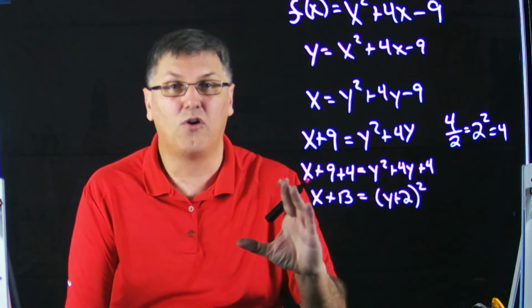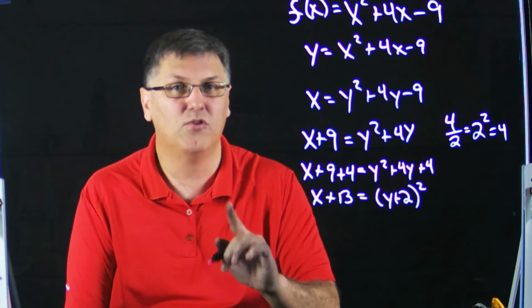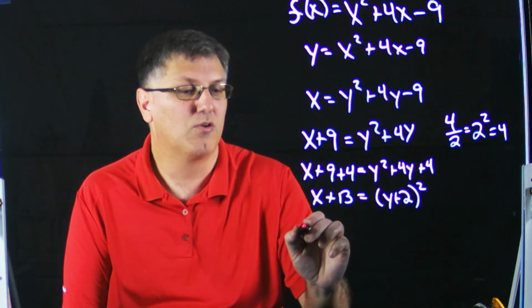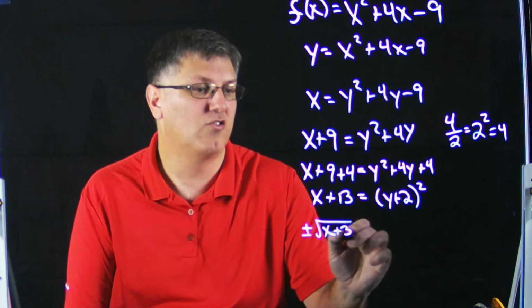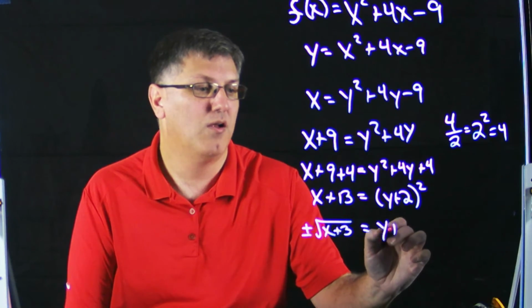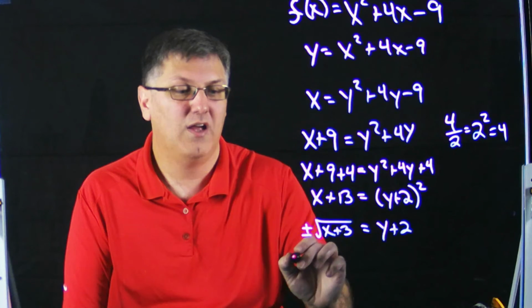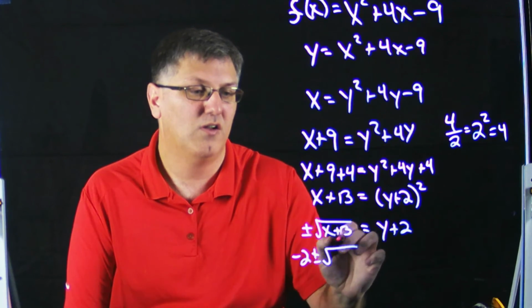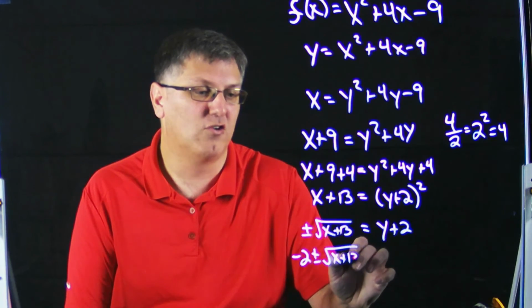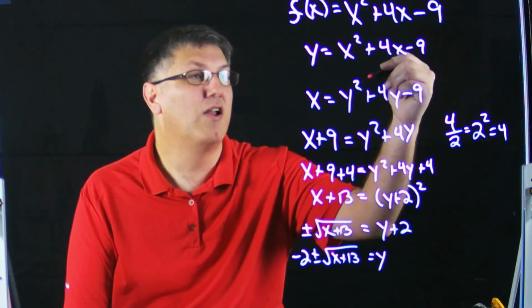Now we're just going to solve for y. We're going to take the square root. Always remember to do the plus or minus. So here we're going to do plus or minus the square root of x plus 13 equals y plus 2. I subtract 2 from both sides, and I get negative 2 plus or minus the square root of x plus 13 equals y.